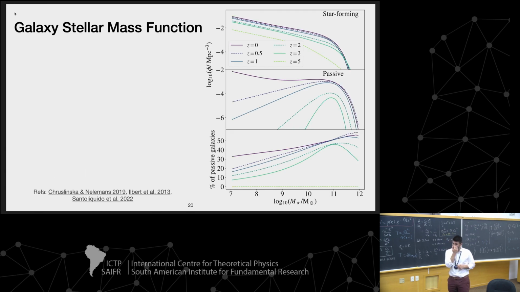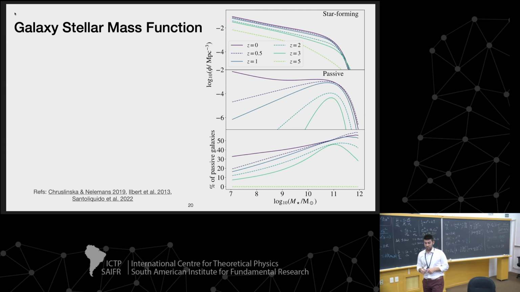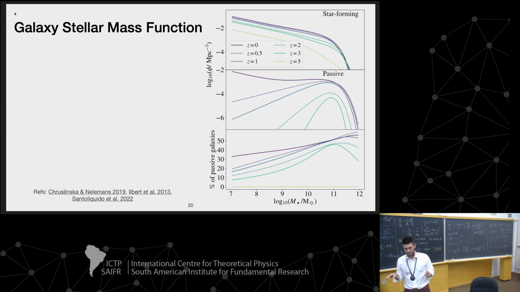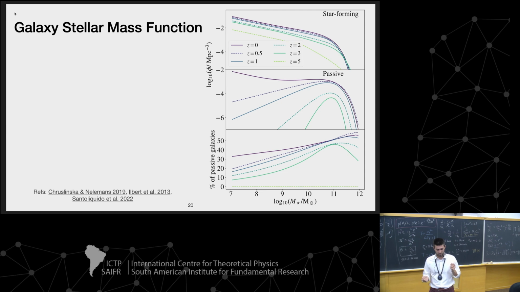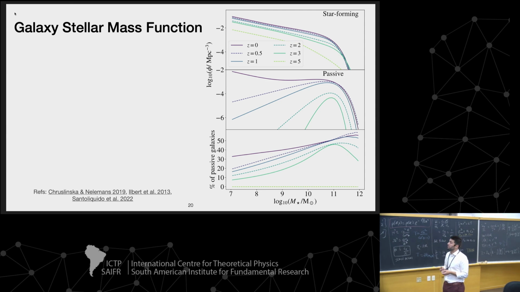Okay, so the first thing that we need to take into account is the galaxy stellar mass function. Like the initial mass function, for example, we know the mass of galaxies is distributed, so we can evaluate a distribution of the mass of galaxies. What I'm plotting here is the galaxy stellar mass function of star-forming galaxies in the top panel, the galaxy stellar mass function of passive galaxies in the middle, and the ratio between these two plots. Different colors are different redshifts.